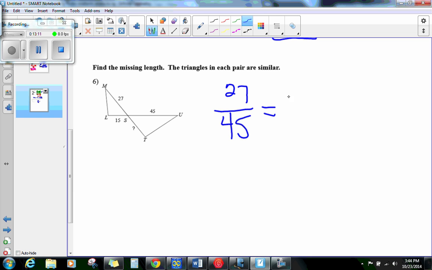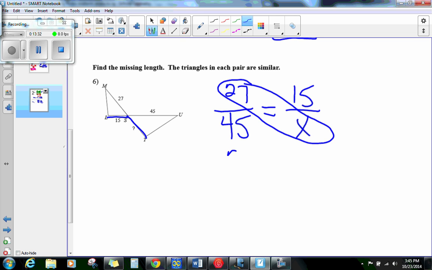Remember, be consistent. I started with the left triangle here. Make sure we start with the left triangle for our second fraction. So I have 15. 15 is that shorter side. So our shorter side here is that question mark or X. And now we can cross multiply. So we got little big numbers here. 27 times X, 27X. Keep the equal sign in the middle.